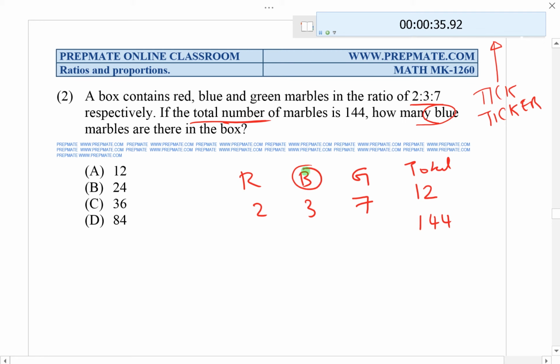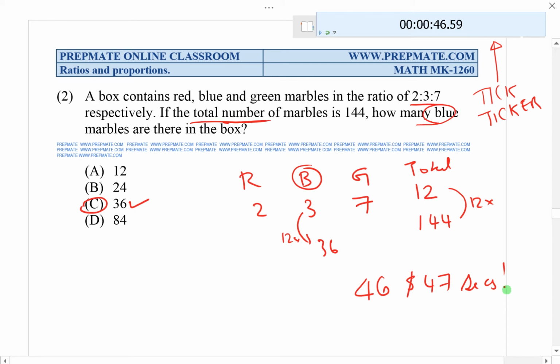We are interested only in blue marbles. So this is 12 times, and therefore blue marbles must be 12 times 3, which will be 36. So our answer is C, 36. That's the correct answer. I'm going to pause. So cool. We solved the problem, including reading the problem, writing down the steps, everything in about 46 or 47 seconds. Isn't that cool? Awesome. That's exactly how you should solve the problem.